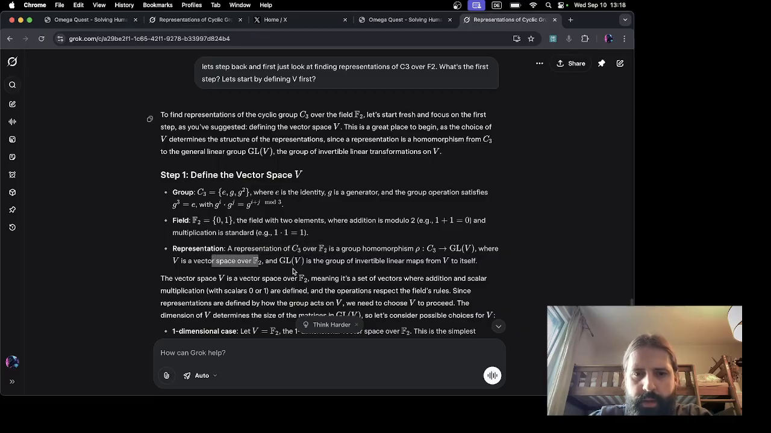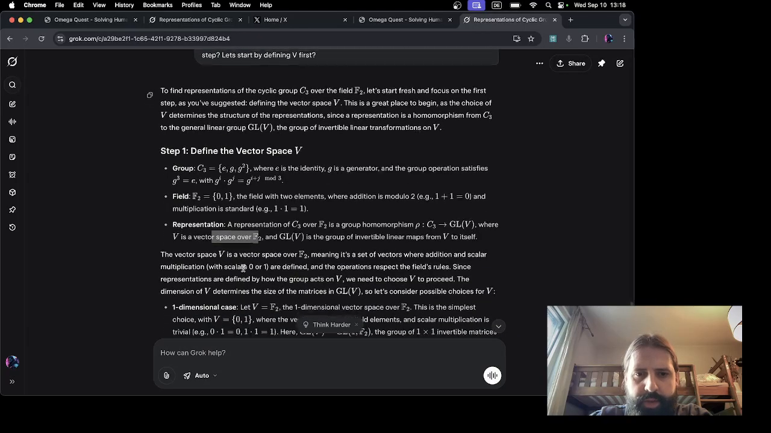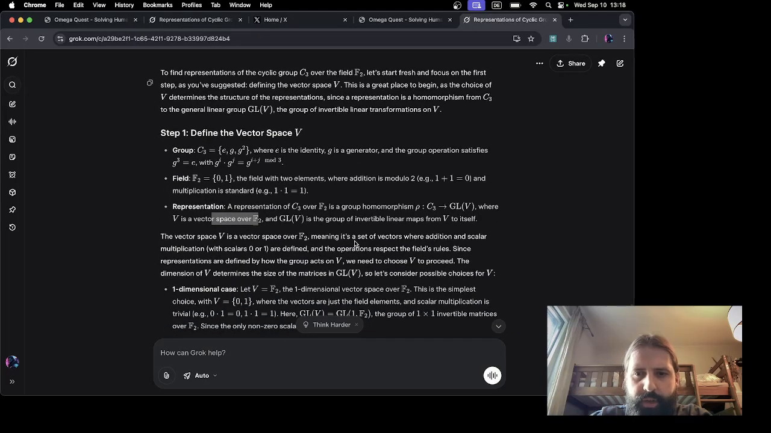A vector space over F means it's a set of vectors where addition and scalar multiplication with scalars 0 or 1 are defined, and the operations respect the field. So really, it's just a vector space over F2 of whatever dimension. Since representations are defined by how the group acts on V, we need to choose V to proceed. The dimension of V determines the size of the matrices in GL(V). So let's consider possible choices for V.